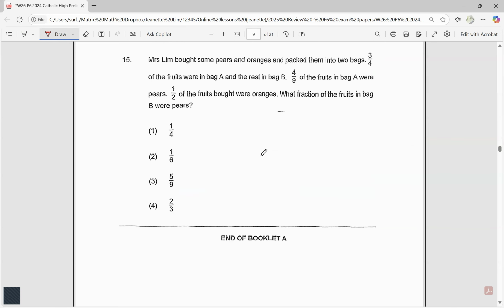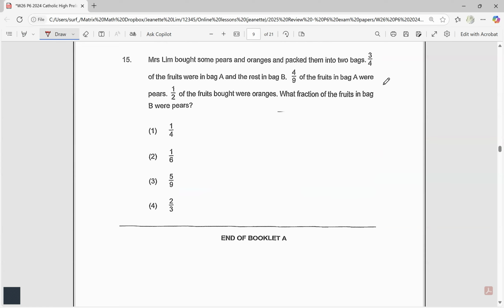Question 15. Mrs. Lim bought some pears and oranges and packed them into 2 bags. 3/4 of the fruits were in A and the rest in B. 4/9 of the fruits in A were pears. Half of the fruits bought were oranges. What fraction of the fruits in bag B were pears?